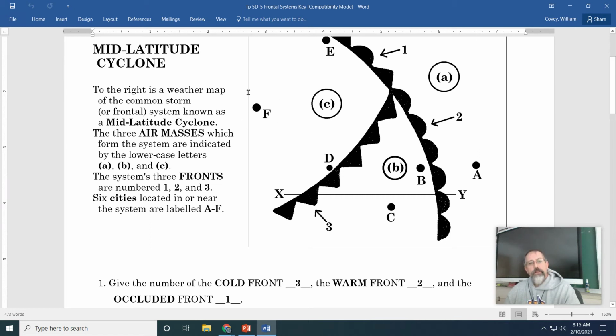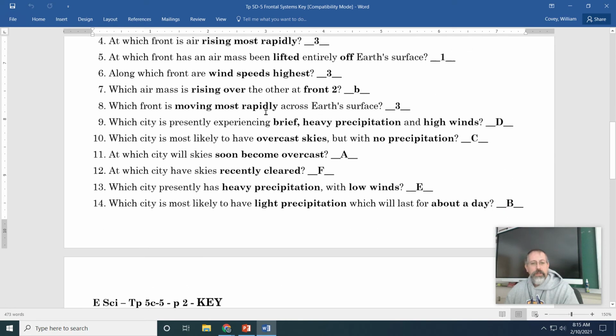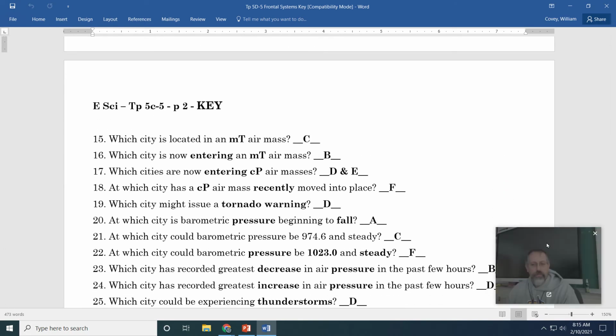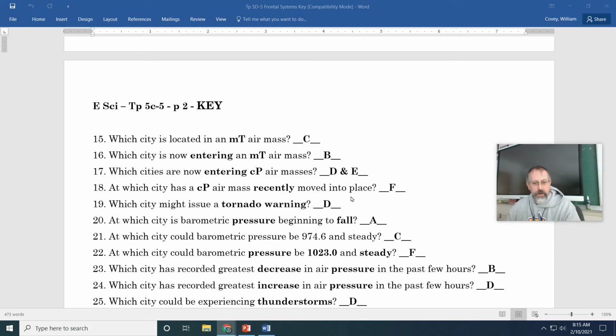F over here. F is in cold, dry air. The fronts are going away from it, so it's going to be pretty steady. So city F. So if you got behind, we are to there.